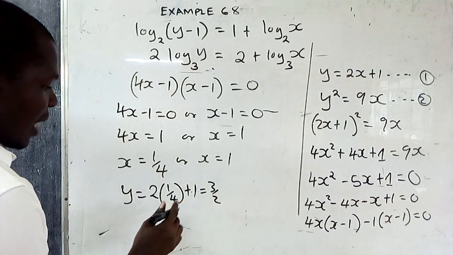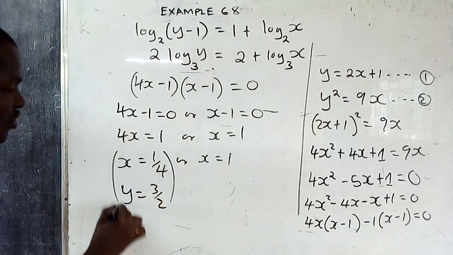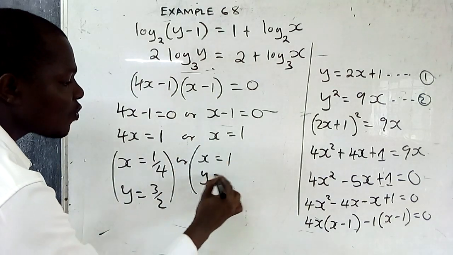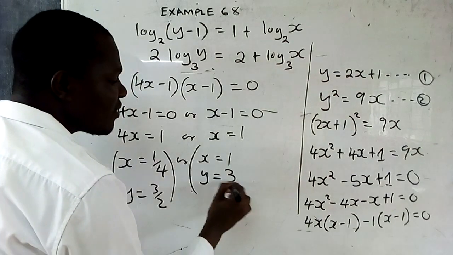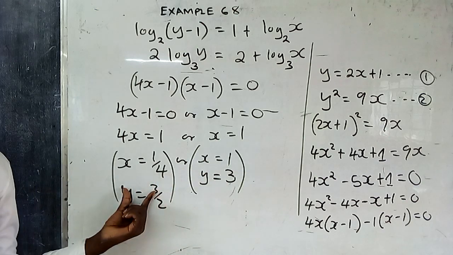So it means when x is 1 over 4, y is 3 over 2. Then you go to the second one. So we found y is 3 over 2. That solution is one pair, isn't it? Then when x is 1, y is what? Where there is x, you put 1. You get 2 plus 1. y is 3. Are you seeing we found the pair of solutions?